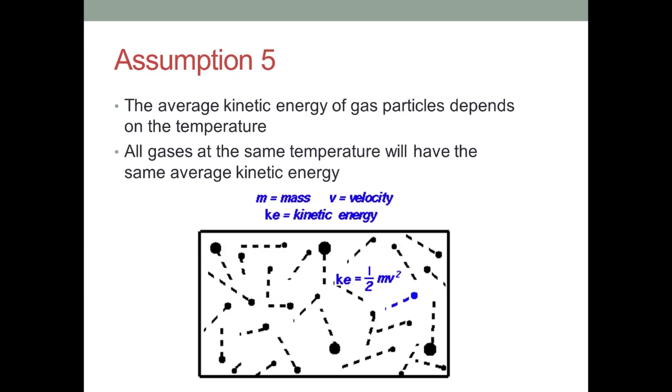So if you look inside this box right here, we have some big gas particles and some small gas particles mixed around. Those two are going to have the same kinetic energy. One might be moving faster than another, but this is the equation for kinetic energy, which you do not need to know. But a larger mass particle is going to move slower than a lighter one, which will move faster to have the same kinetic energy.